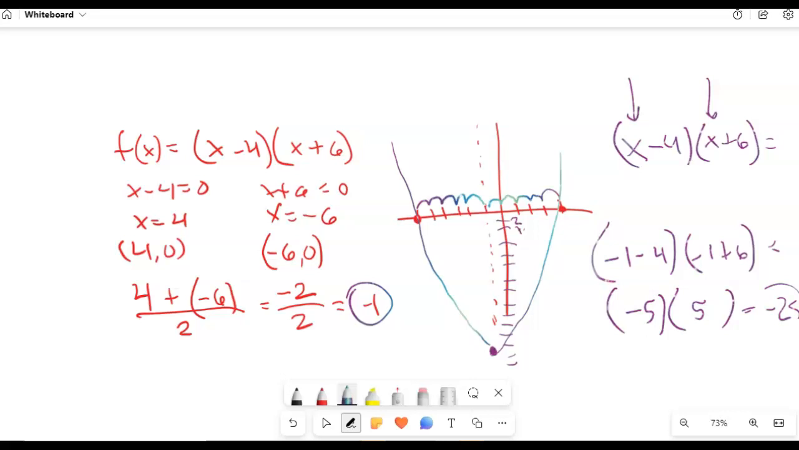When x is 4, y is 0. When x is -6, y is 0.